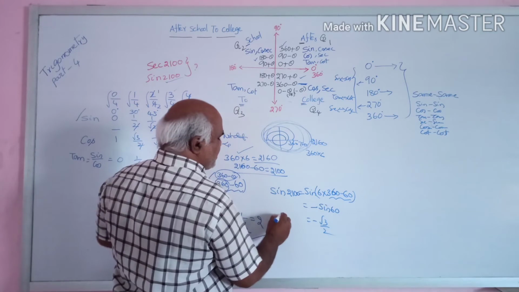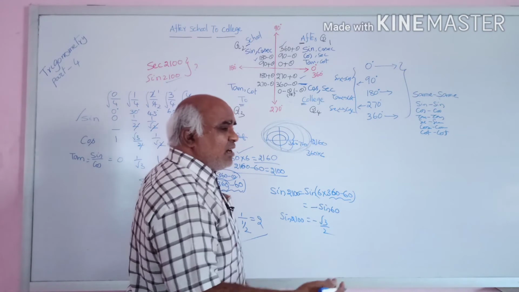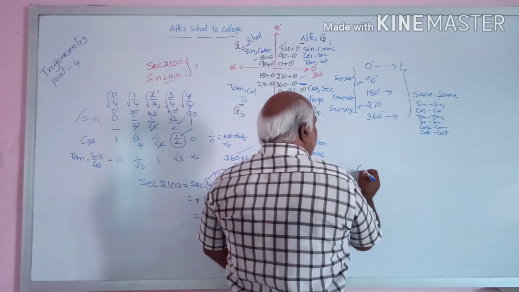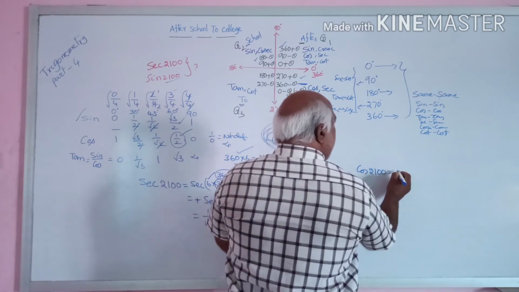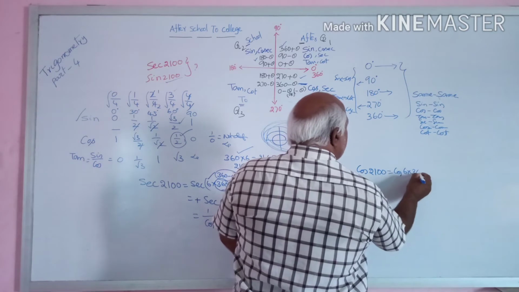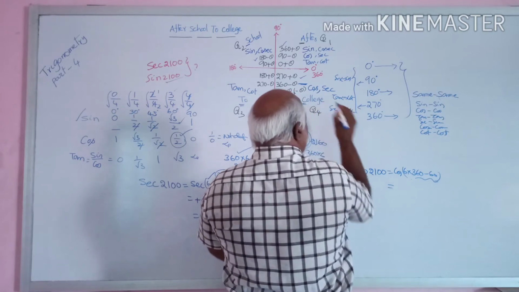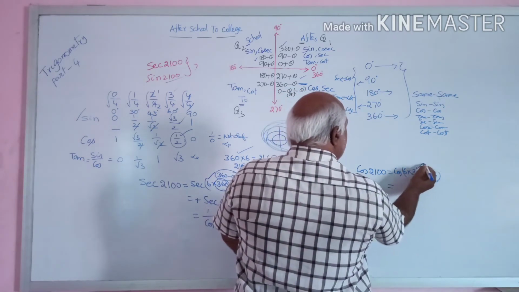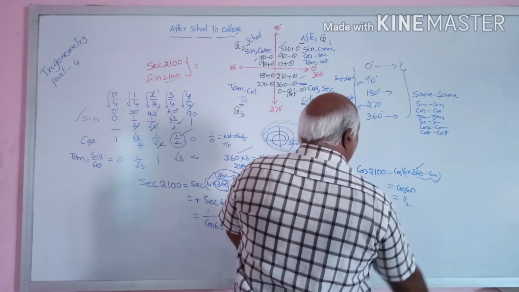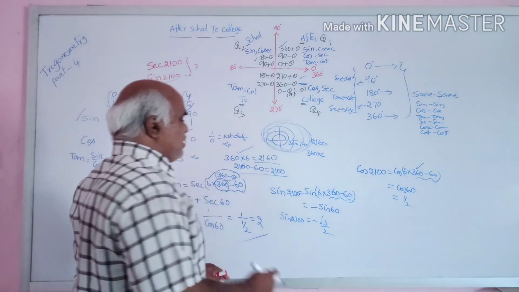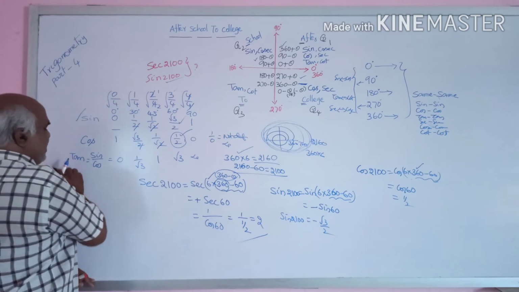It is the value of sin 2100. Like this, we can find cos 2100. That is equal to, in simple way, you can write cos 6 into 360 minus 60. It is in the 4th quadrant. In the 4th quadrant, cos is positive. Therefore, cos 360 you can write same to same. Cos 60 is equal to 1 by 2. Like this, we can easily find the bigger angles in the simple way.